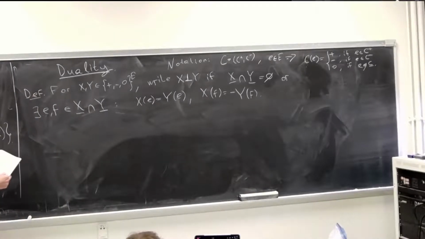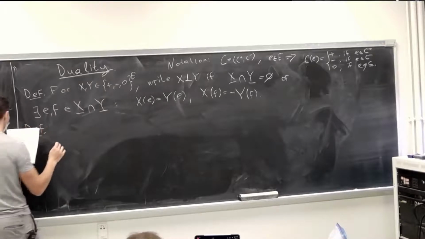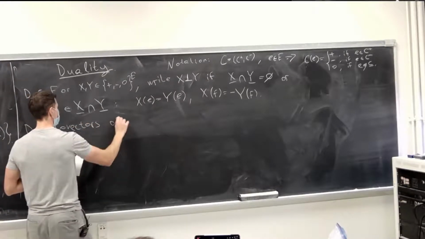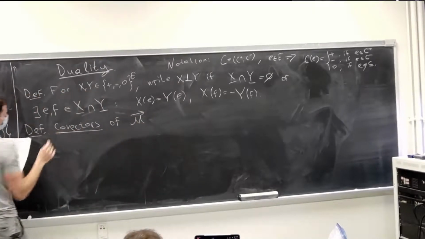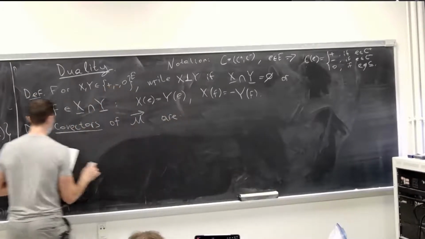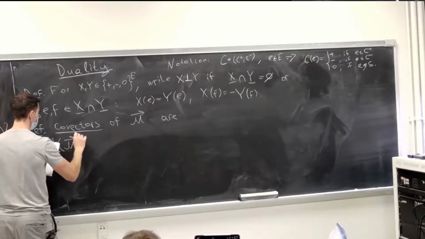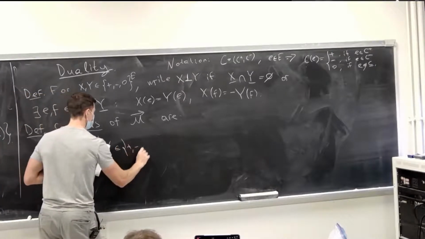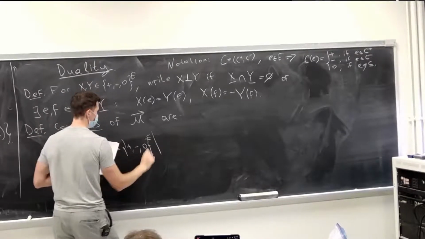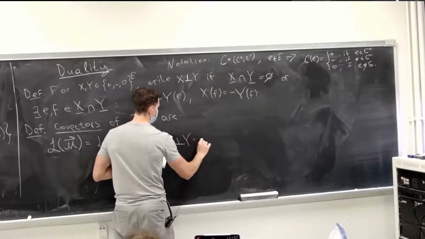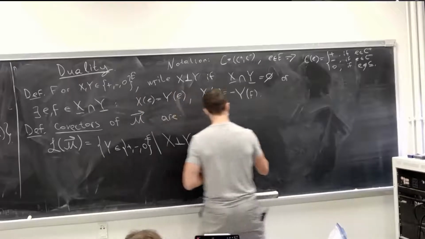Okay, now to talk about the dual matroids, I need to introduce another notion. It's not going to be bases or independent sets. It's going to be what are called covectors of an oriented matroid. By definition, they're denoted by L of M, and you just take all sign vectors which are orthogonal to your circuits, for all circuits.